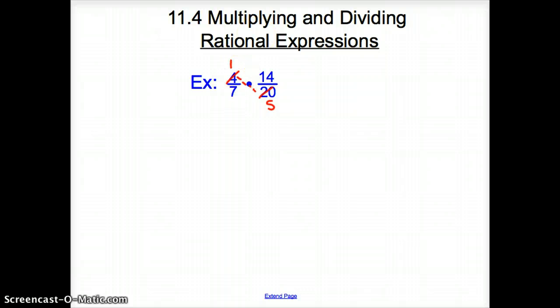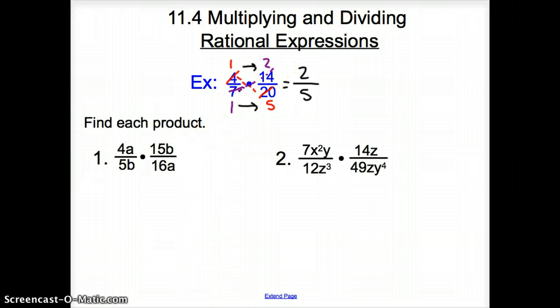Now, if we go the other kitty corner, what can I take out of the 7 and 14? Well, I can take out a 7, so I'm left with 1 here and a 2 here. Now we can also go top and bottom. Can I take anything out? Top and bottom, I cannot, so now we are ready to multiply across. When we multiply across, we get 2 on top, and then we get 5 on the bottom, so it's 2/5 for my answer. Now let's move this to rational expressions.